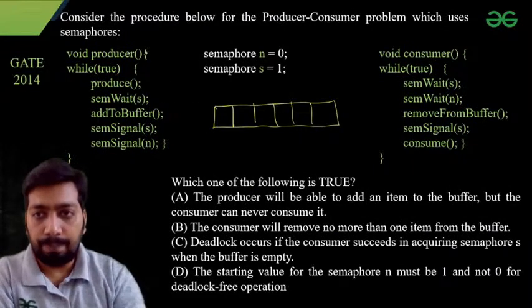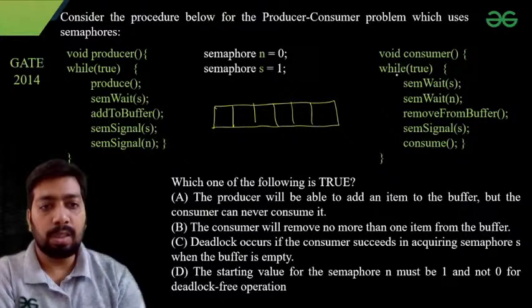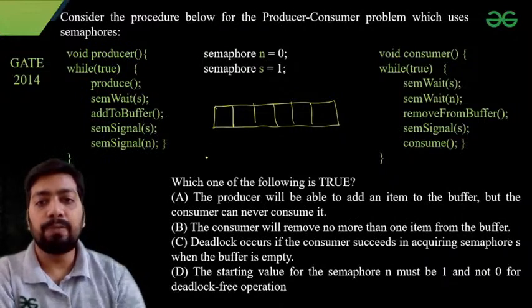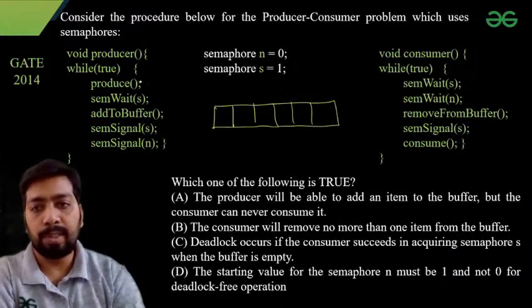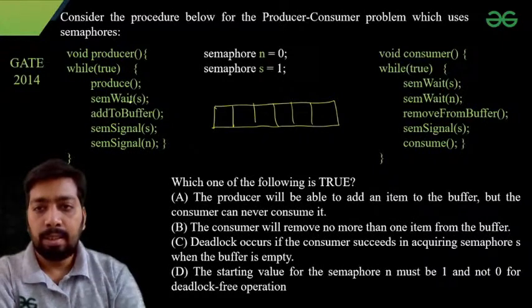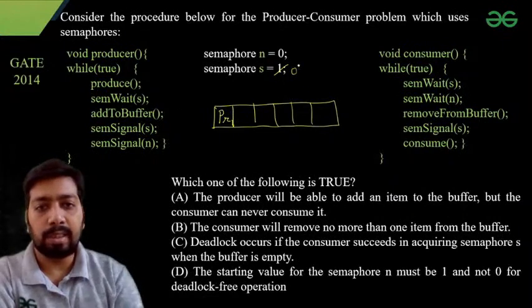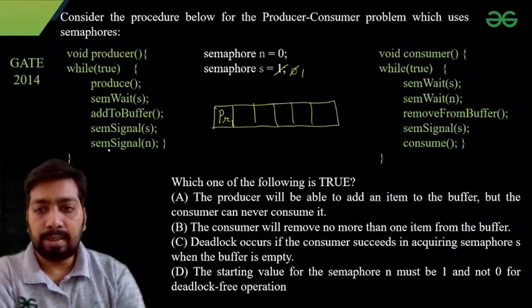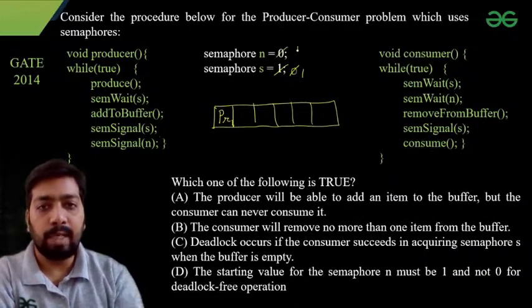So we should analyze the code. We have already analyzed the code. The code is working, seems fine, but which option can be correct? So let's execute it with one example. Suppose the producer wants to produce something. So what will it do? It will produce one item, fine, and after that it is decrementing semaphore S. So semaphore S is decremented to 0, and it is adding the product to the buffer. I am writing PR1, so product 1 is added to the buffer. After that, it is signaling S, and after that, signaling N. So signaling N means semaphore N is also 1.